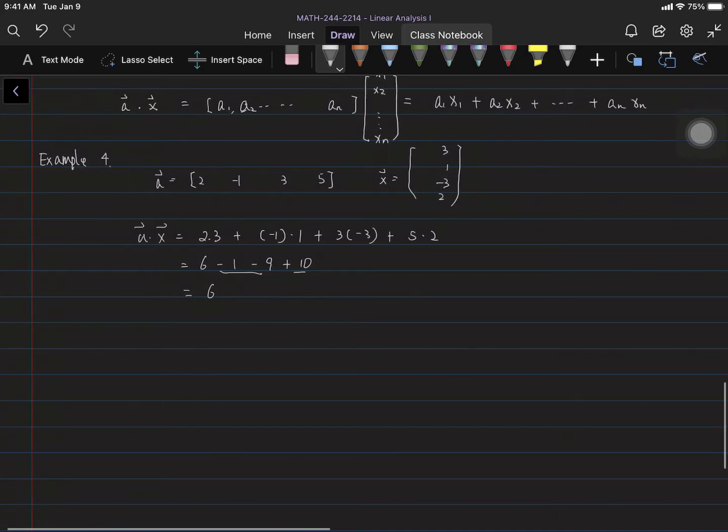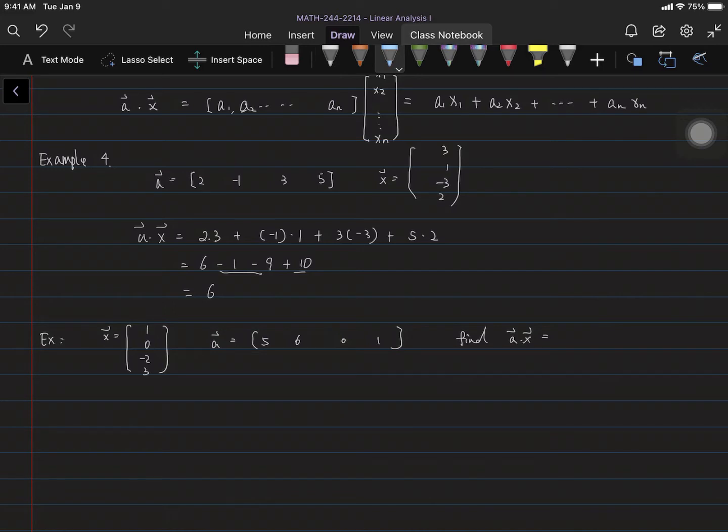This is called the product. So let's see. I'm going to give you an exercise and let's just try. X equals [1, 0, -2, 3]. A equals [5, 6, 0, 1]. Find AX. Please do this by yourself and then check with my answer. So I think the number should be 5 plus 0 plus 0 plus 3, which is 8. Okay, 8.